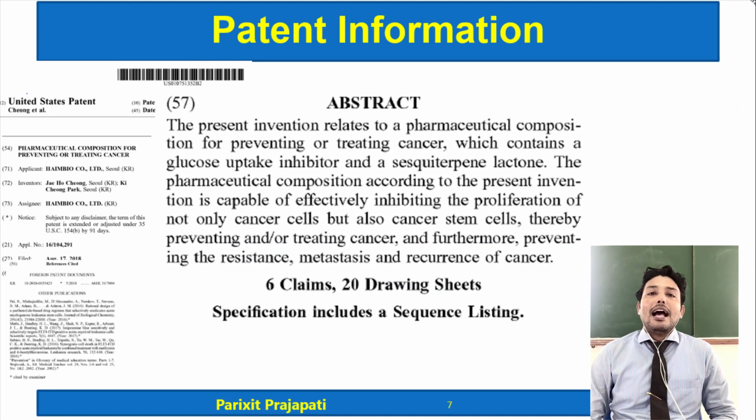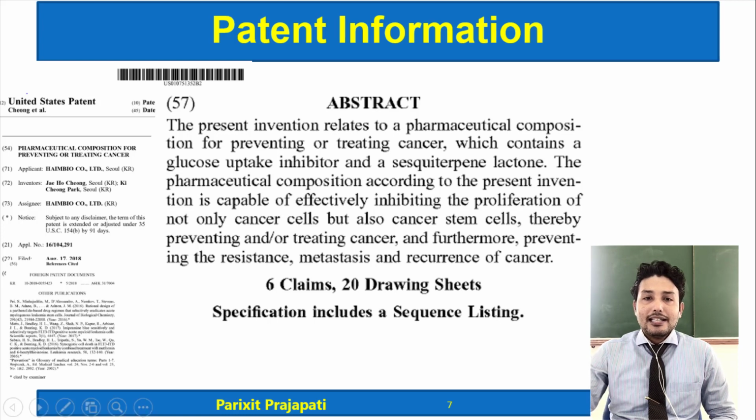Then abstract. Abstract gives information about the patent in brief, about what the invention is and what the invention is intended to do. Other than that, it gives that there are 6 claims and 20 drawing sheets, meaning the number of claims and the number of drawings. This information is also available on the first page.